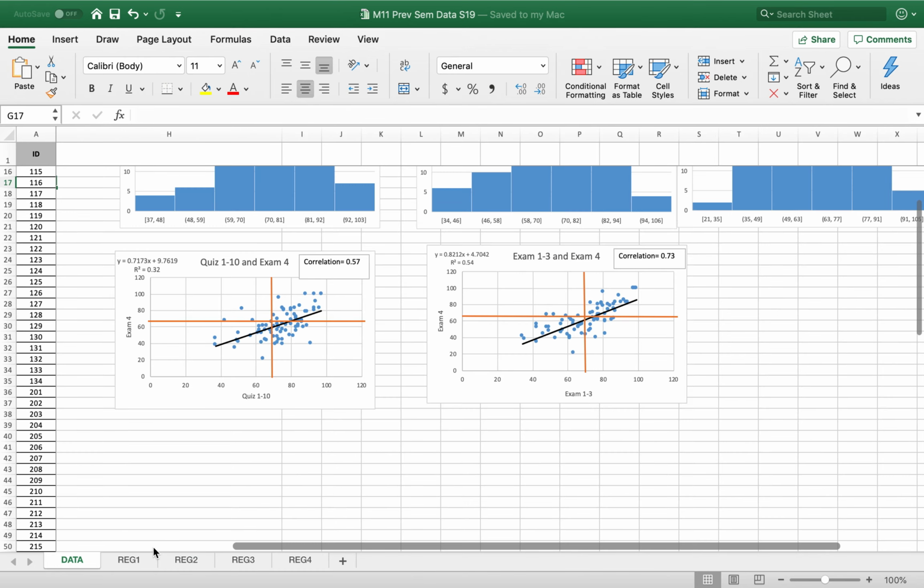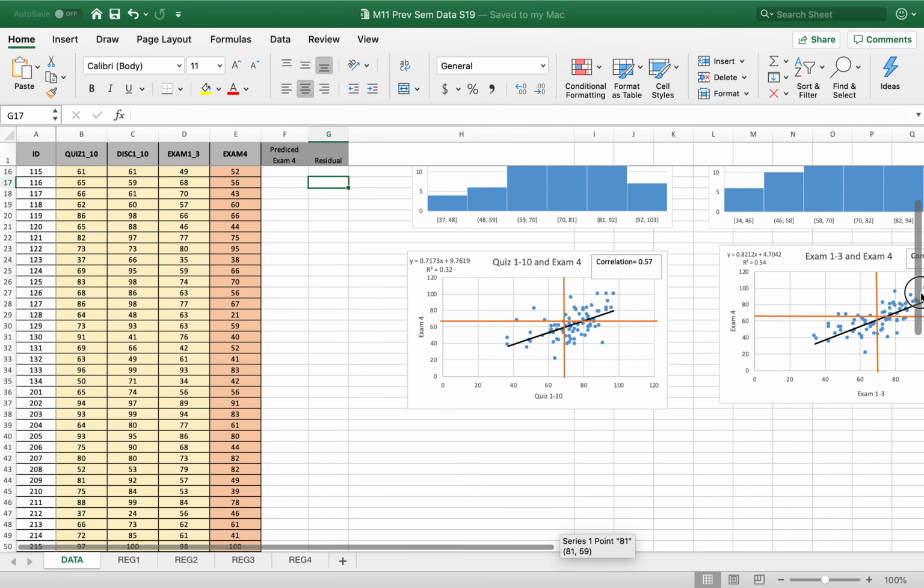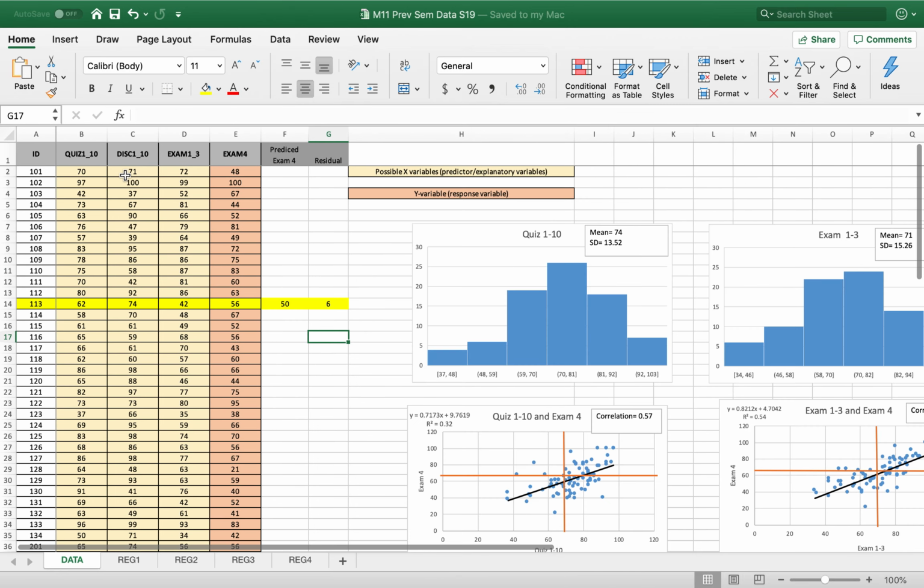And then for the single regression results, again we're looking at ID number 113. Their quiz average was 62, and their discussion average was 74, which we're not really looking at, we're just looking at quizzes and exams. And then the exam average was 42, and exam 4 was 54. I calculated by putting in 56 in place of x and then calculating the equation, and I got 50, and then subtracted 56 minus 50 to get the residual or difference.